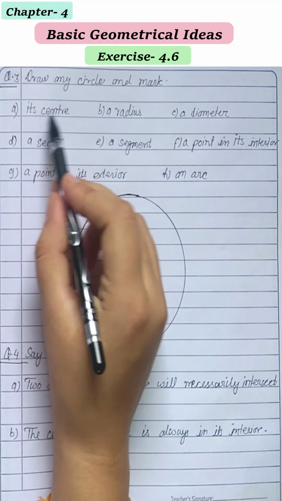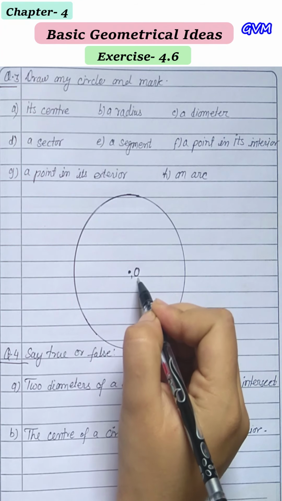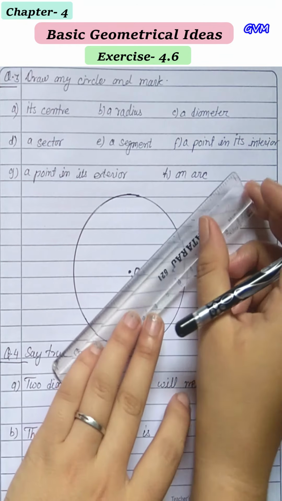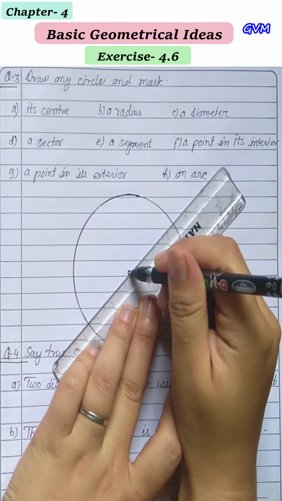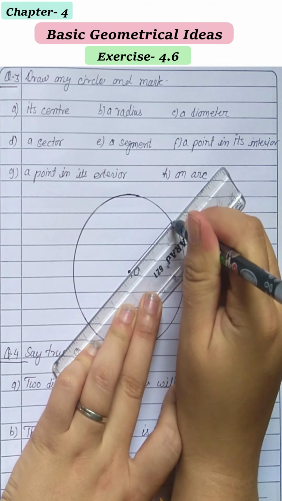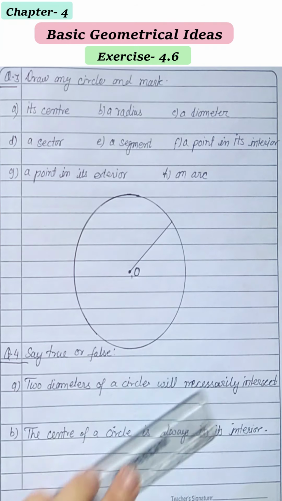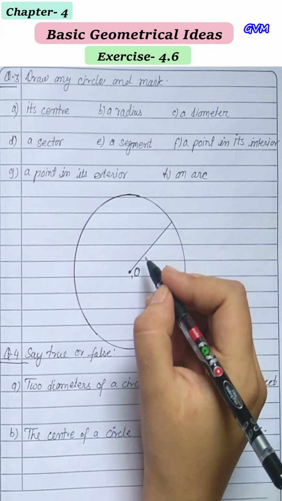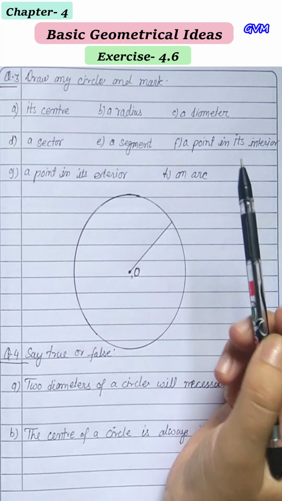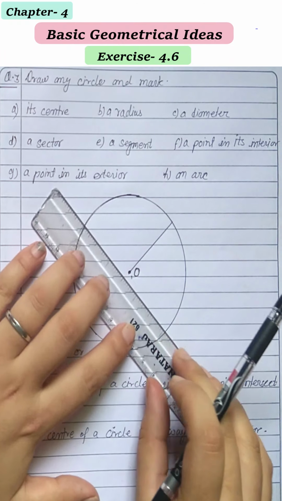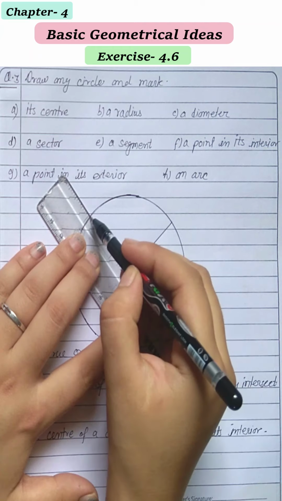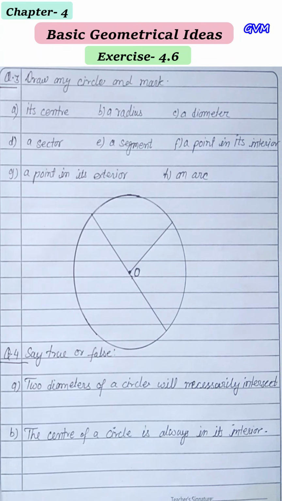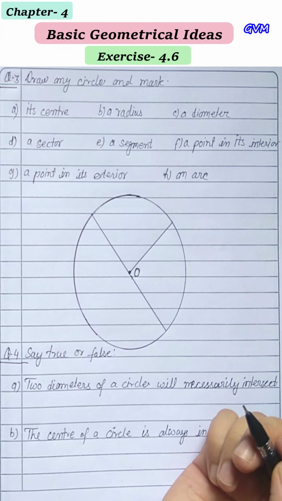Now we need to mark these parts in this circle. So first one is its center. So center we have marked here as O. Second is a radius. So let's draw a radius. From here we can draw a line up to the circle. Now this is our radius. Third one is a diameter. A diameter is a line segment that goes through the center and joins two parts of circle. So this is our diameter.